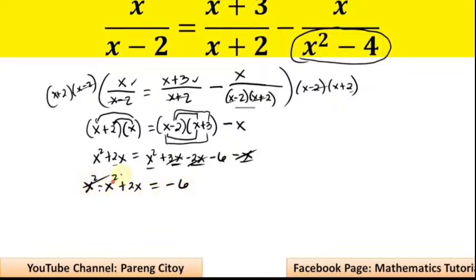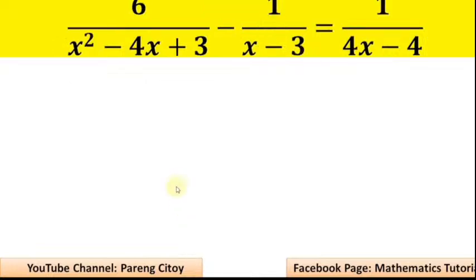Then eliminate. So 2x ang remaining value, equals negative 6. Then divide both sides by 2. So x equals negative 3. So the value of x is negative 3. Next, another. This one.